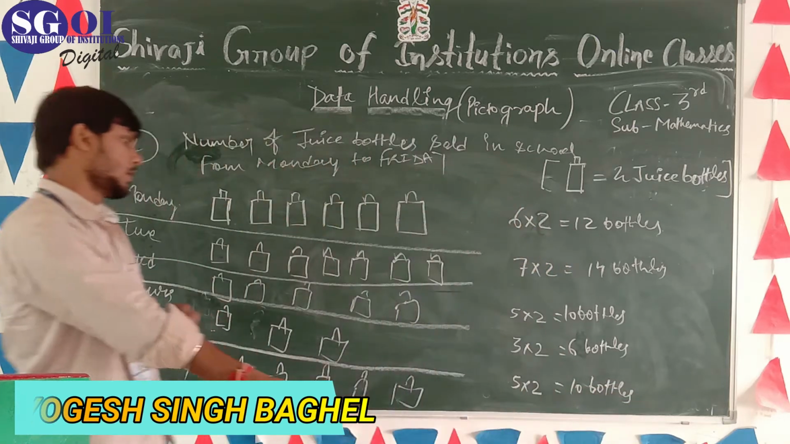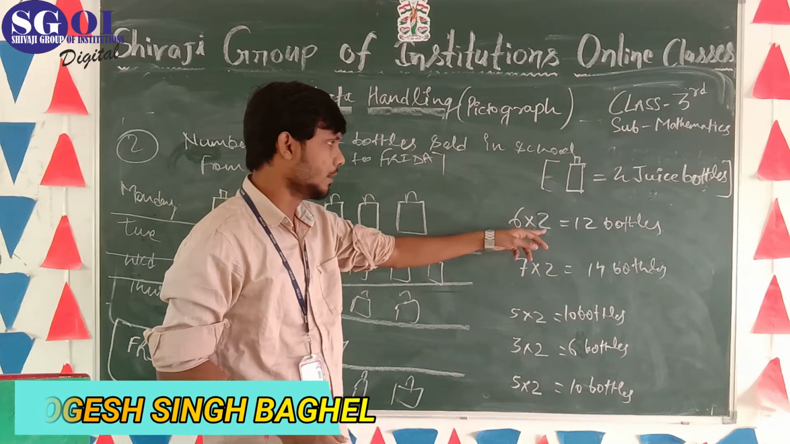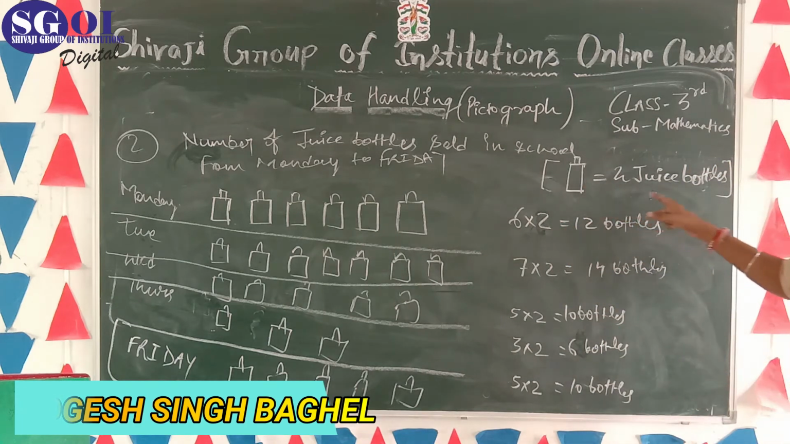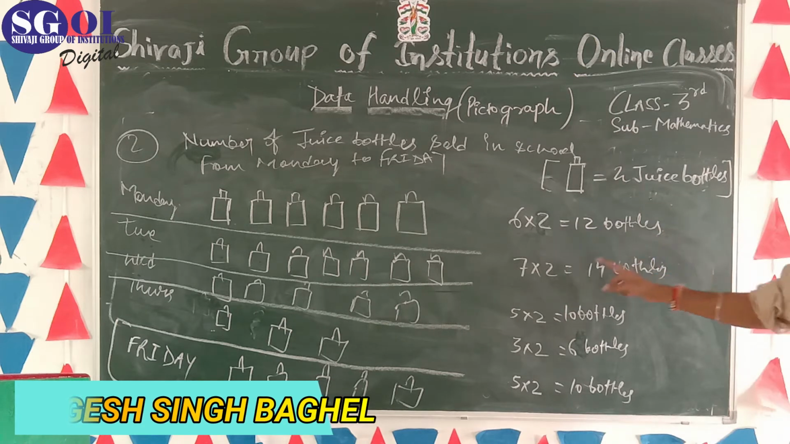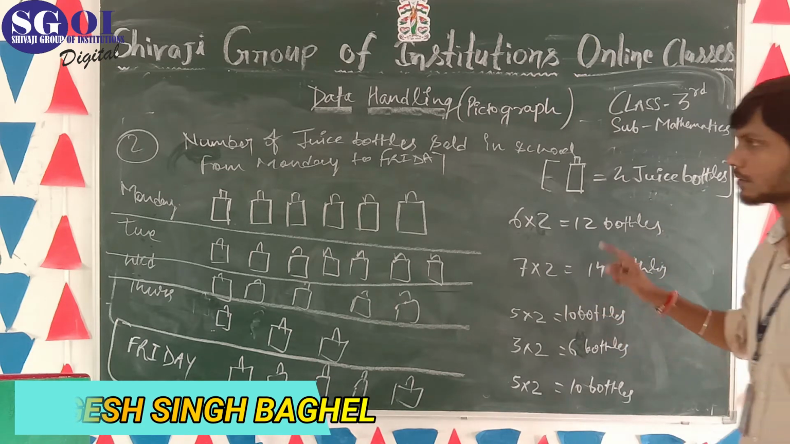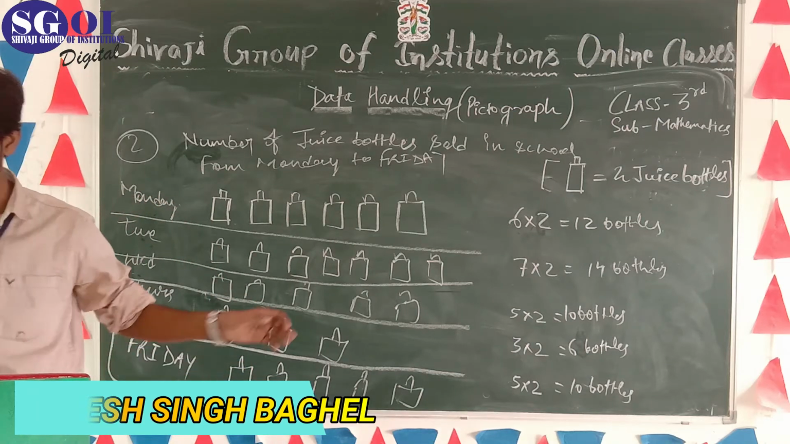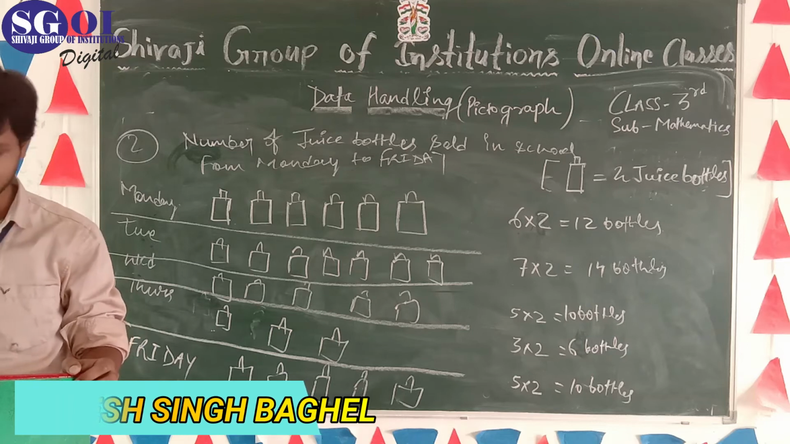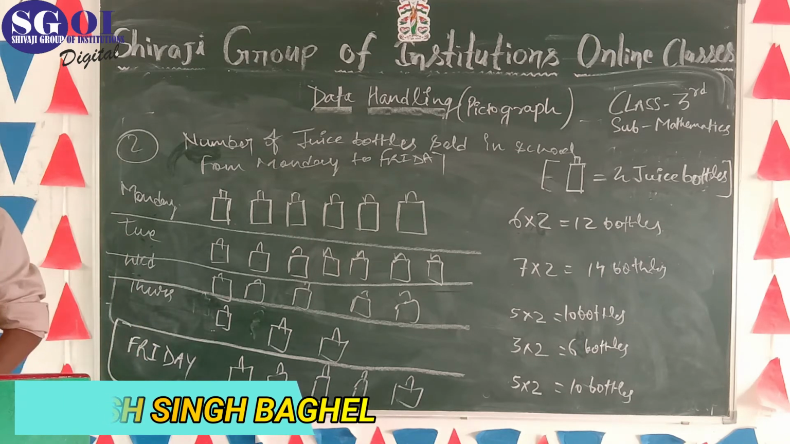So I hope you understand why I multiply here by 2, because one bottle shows 2 juice bottles. That's why 6 into 2, 12 bottles, 7 into 2, 14 bottles, like this. And now let's see question number 1, which is based on this pictorial representation. The first question is, on which day were 12 bottles of juice sold?